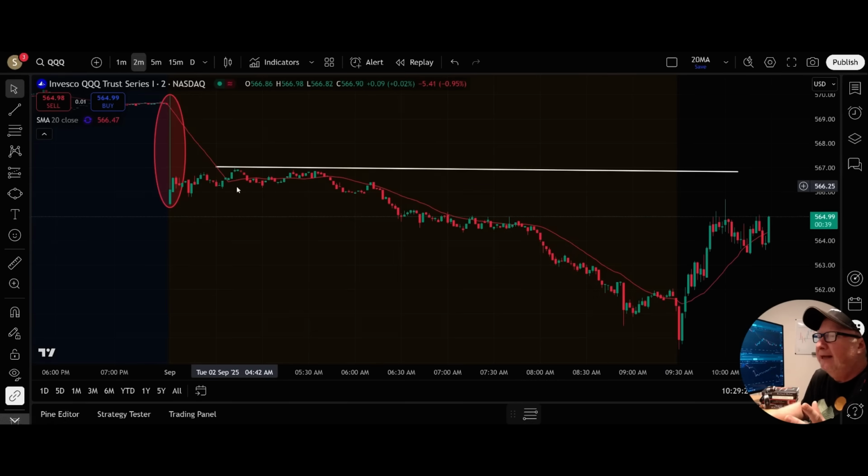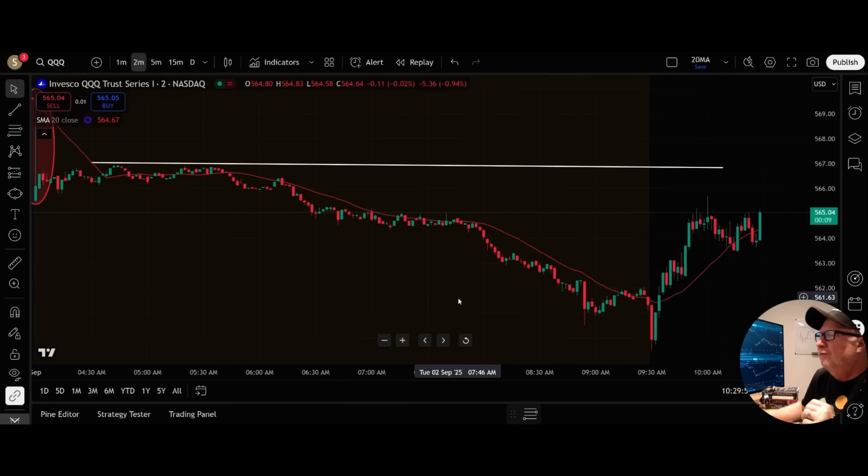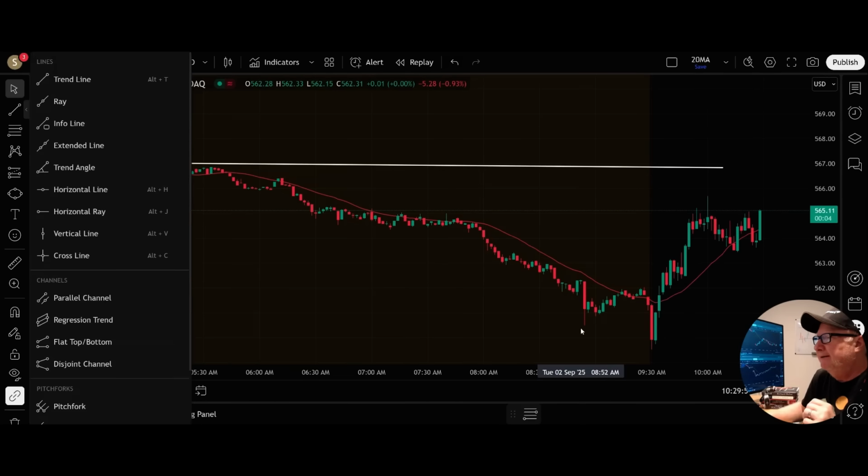You can look at the candle at this time. The high is 566.98 over here. The high is 566.80, 566.86 here. I'm just looking for about what the support and resistance are in this case. Again, this is the Qs. That's my resistance pre-market.